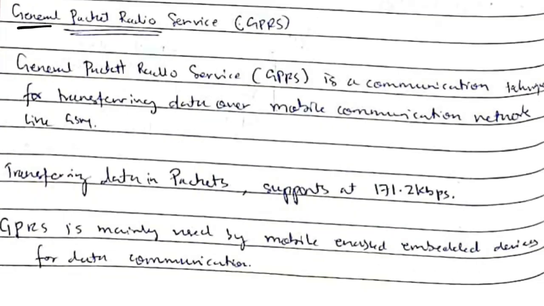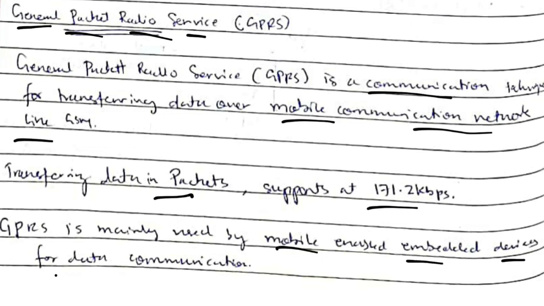And the last one is the general packet radio service, which uses radio waves. So by using the radio waves, we can also transfer the data over the mobile communication network, and the transferring happens in packets at a speed of 171.2 kilobytes per second, and it's mainly used by mobile-enabled embedded devices for data communication. Meaning those mobiles which have the embedded device included in it can support the radio in it.